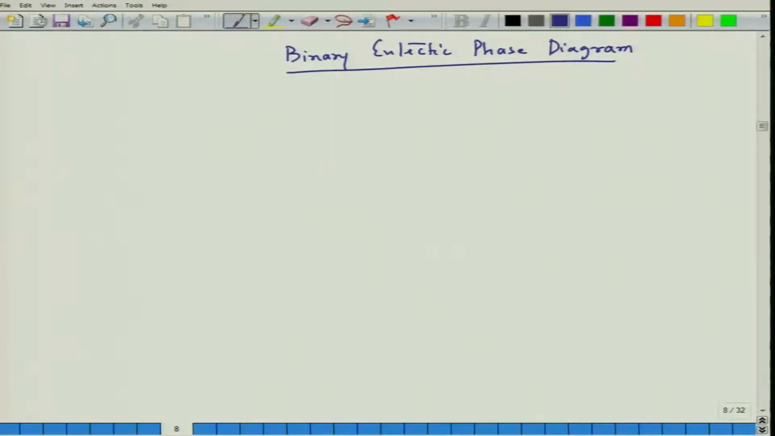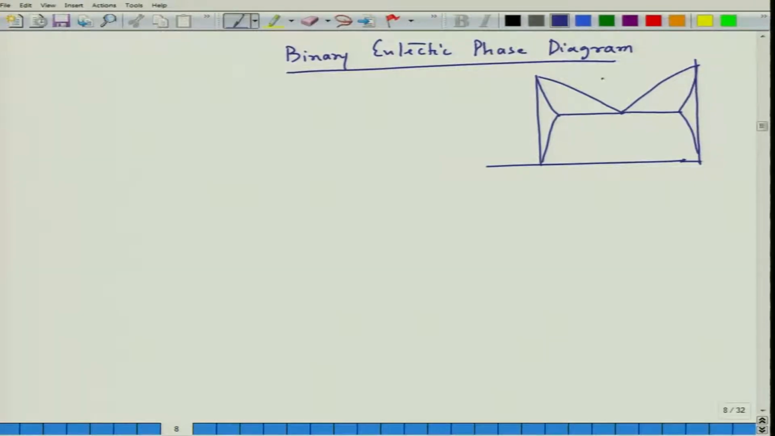And if we try to see a particular binary phase diagram, a hypothetical phase diagram, let us say, where this is liquid, this is alpha, this is beta, this is alpha plus beta, alpha plus liquid, liquid plus beta, and this is temperature, and this is an alloy of A and B elements, and the B weight percent or atom percent increases along this line, and this is 100% A and this is 100% B.